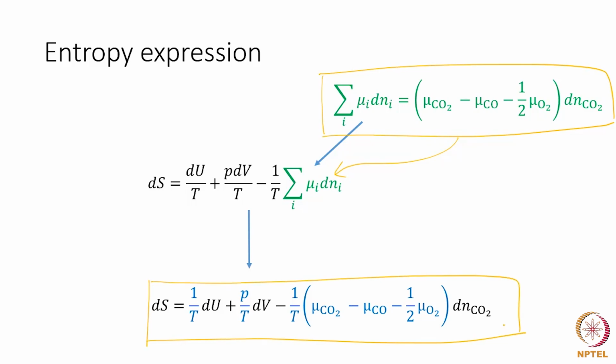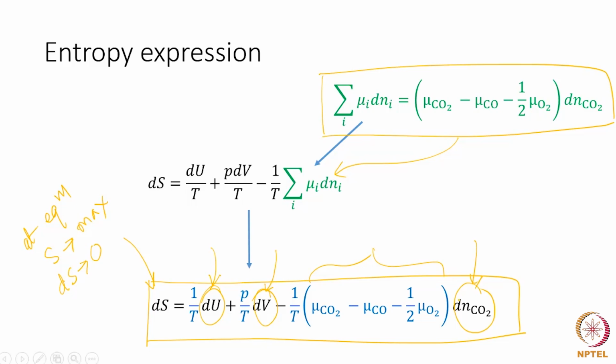dS is 1 by T dU plus P by T dV minus 1 by T into a functional form connecting all 3 chemical potentials into dNCO2. Now here is the argument that we are going to use. We have the differentials which can be arbitrary, but we would like that at equilibrium the entropy of the system is going to be a maximum, which implies that dS is going to be 0. And when do we guarantee that dS is 0? For any arbitrary values of dU, dV and dNCO2.